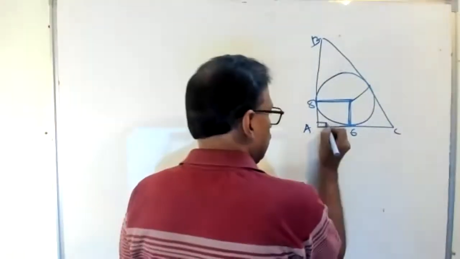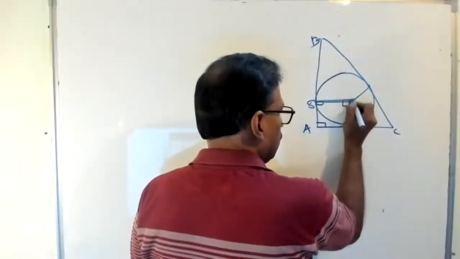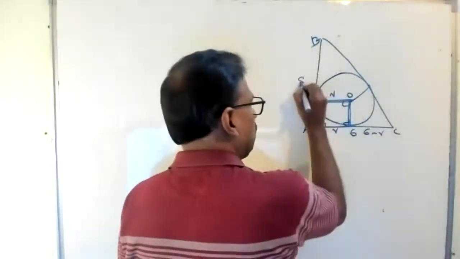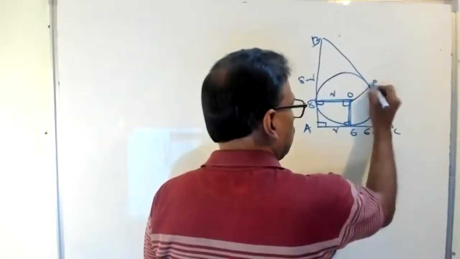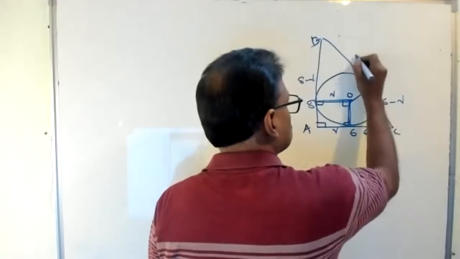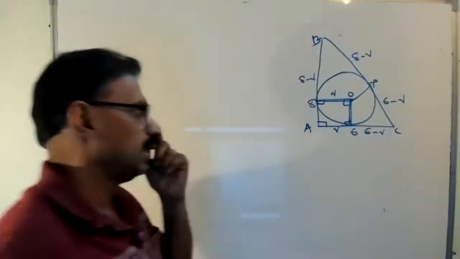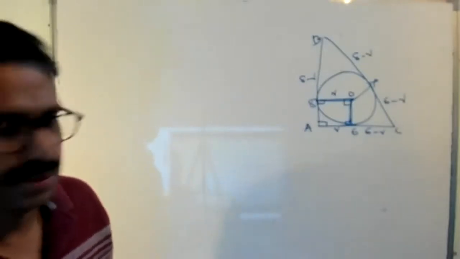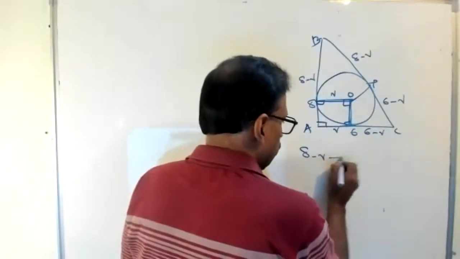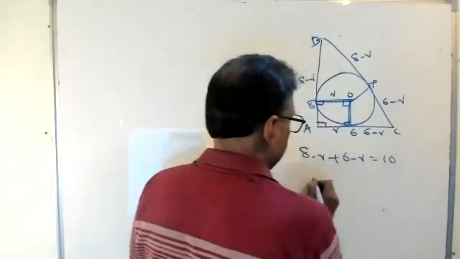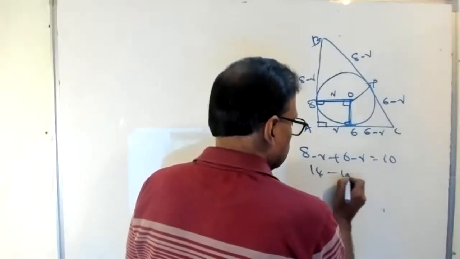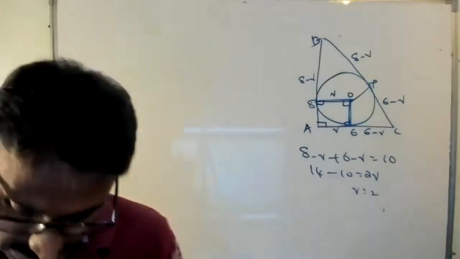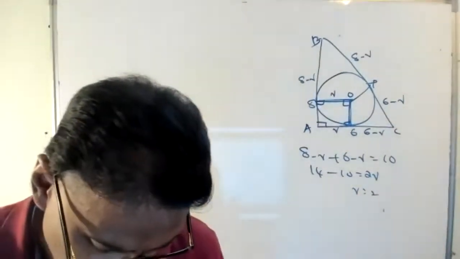See, this is 90, 90, 90, 90. So radius R here, R here. This is 6 minus R, this is 8 minus R. Also BC equals the square root of 8 square plus 6 square, that is 10. So 8 minus R plus 6 minus R equal to 10. 14 minus 10 equal to 2R. R equal to 2. We did this question in tangent; I applied that only.